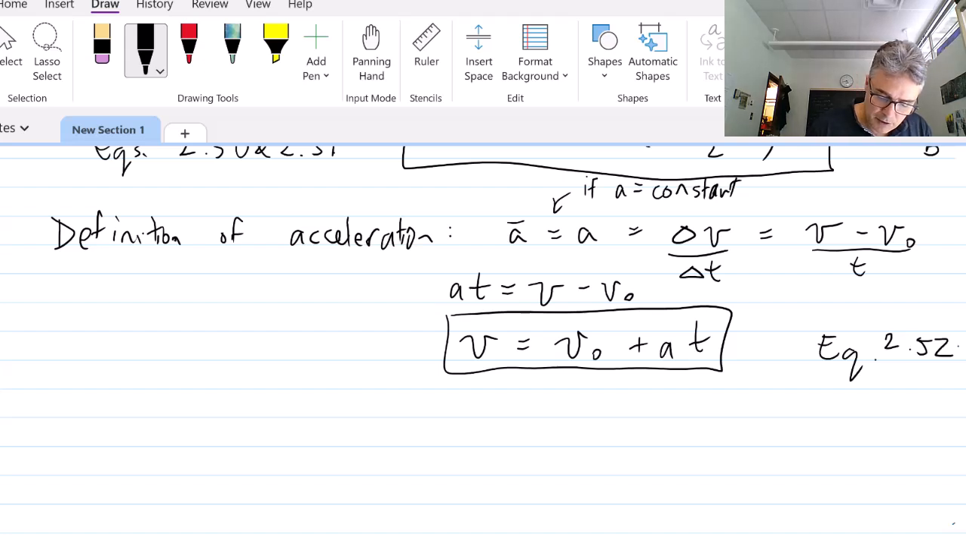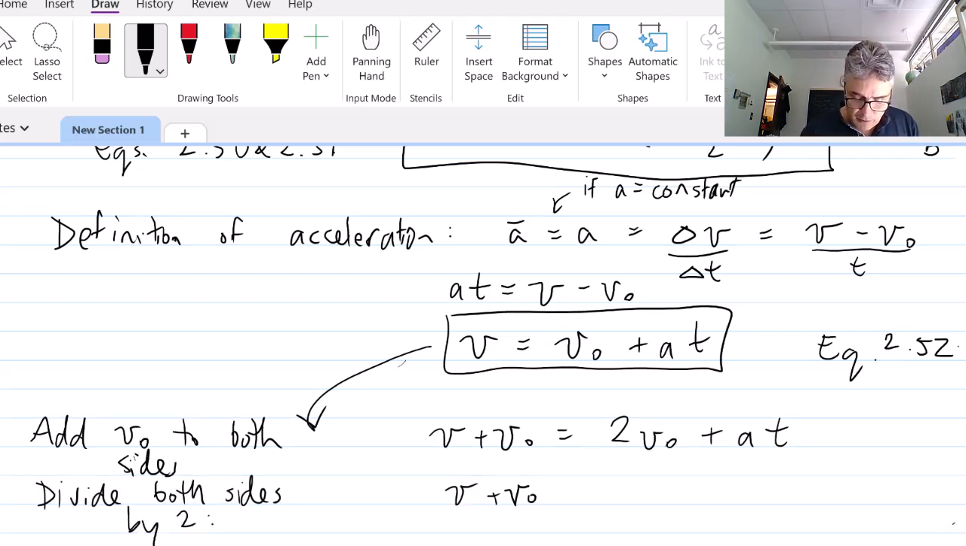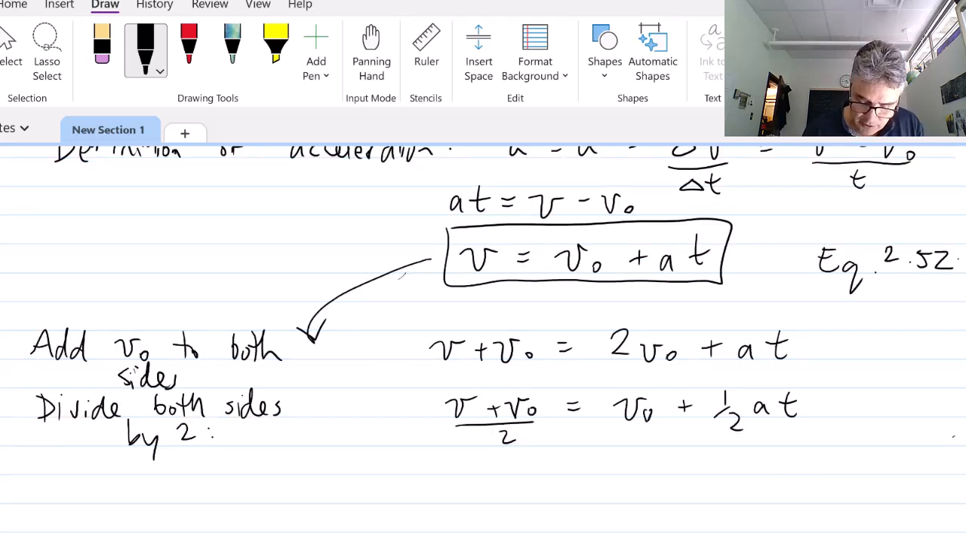2.52. And the next thing I'm going to do, which is going to look a little weird, is I'm going to take this equation. I'm going to add v0 to both sides. So v plus v0 is equal to 2v0 plus a times t. And then I'm going to divide both sides by 2. V plus v0 over 2 is equal to, this divided by 2 is just back to v0 plus 1/2 times a times t. Remember, this is just average velocity. So this is average velocity is equal to v0 plus 1/2 a t.